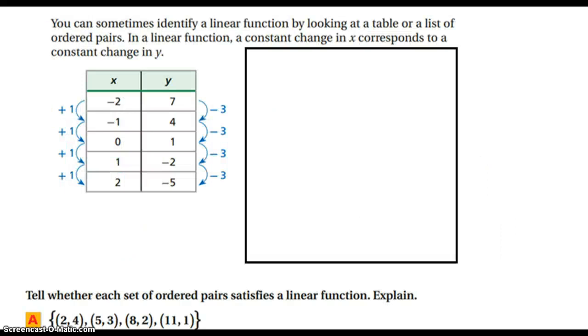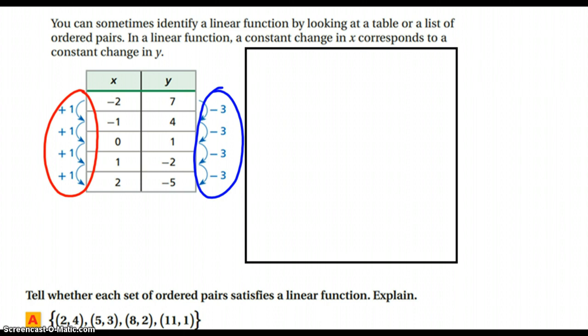All right. Secondly, you can look at a table and determine, before you even graph it, if it's going to be linear. So if we look at this particular table on the left, we have a table that goes, if we look at the x values, -2, -1, 0, 1, and 2. So you can see there's an increase of 1 each time. And then if we look at the y values, they go down by 3 each time. So 7 minus 3 is 4. 4 minus 3 is 1. 1 minus 3 is -2. -2 minus 3 is -5.